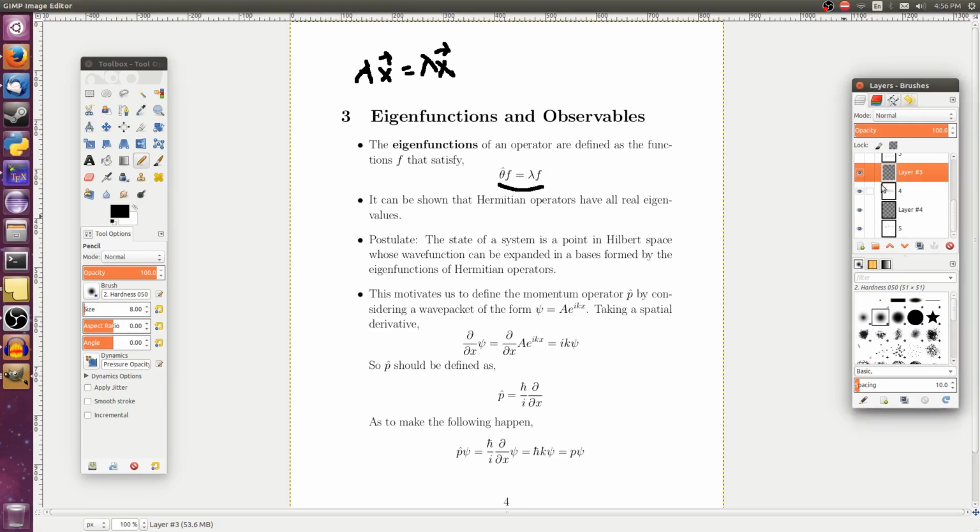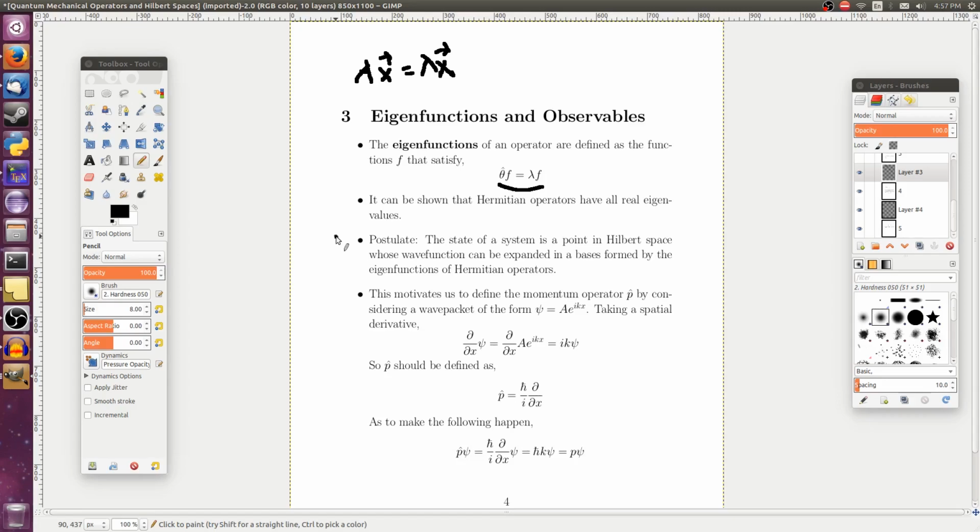So this is how we can state one of the postulates of quantum mechanics. We say that the state of a system is a point in the Hilbert space. So you're going to be adding up a bunch of different functions to represent the state of your particle.